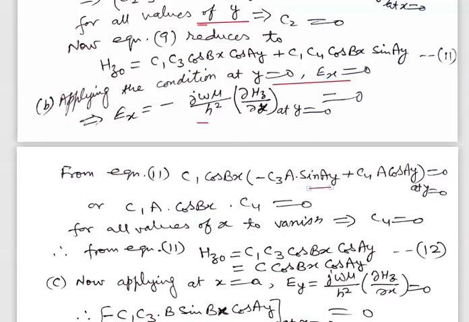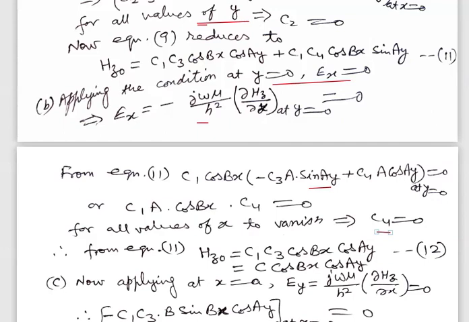So for all values of x, for this equation to vanish, we have to take the value of this constant C4 to be 0, because otherwise if we take C1 to be 0 or cos bx to be 0, the entire field component equation 11 will vanish. So therefore we have to take C4 equal to 0. Now when C4 equal to 0 is applied in equation number 11, this gives us Hz0, which is shown in equation number 12.